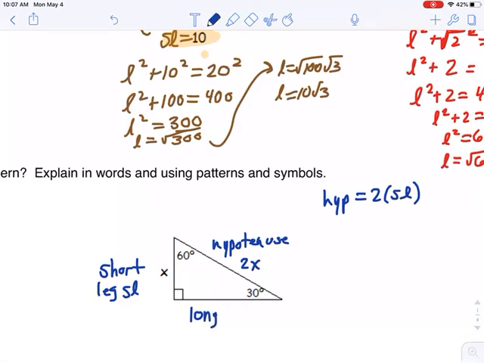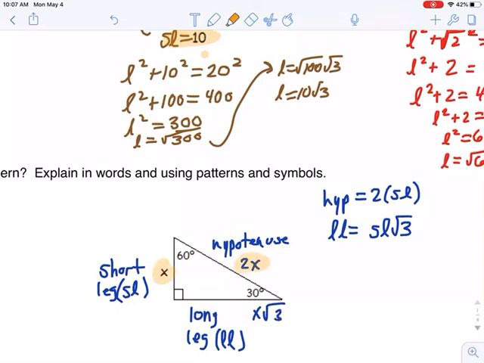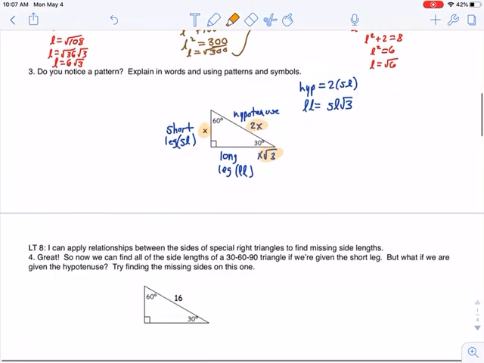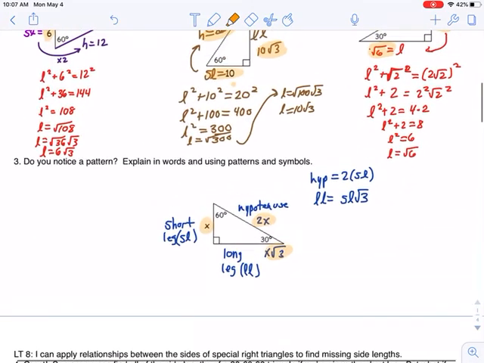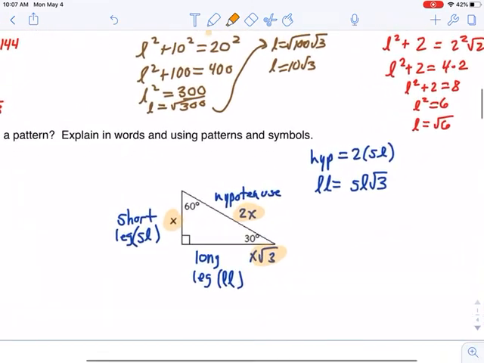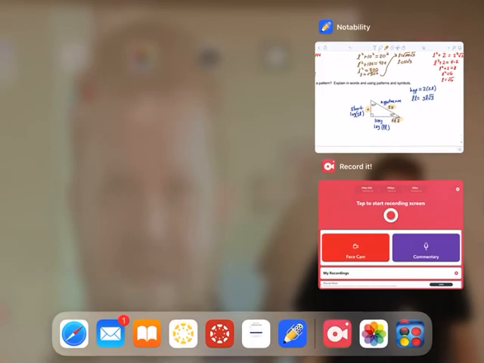Then we got the long leg, which I like to call LL. The long leg equals the short leg times radical 3. That's it. That's the rule. So when you're given the short leg, to find the hypotenuse, you double it. To find the long leg, you include a radical 3 at the end. That's it. That's all you have to do. That's not too bad. All right, we're going to practice this more in the future, but that's it for this video.